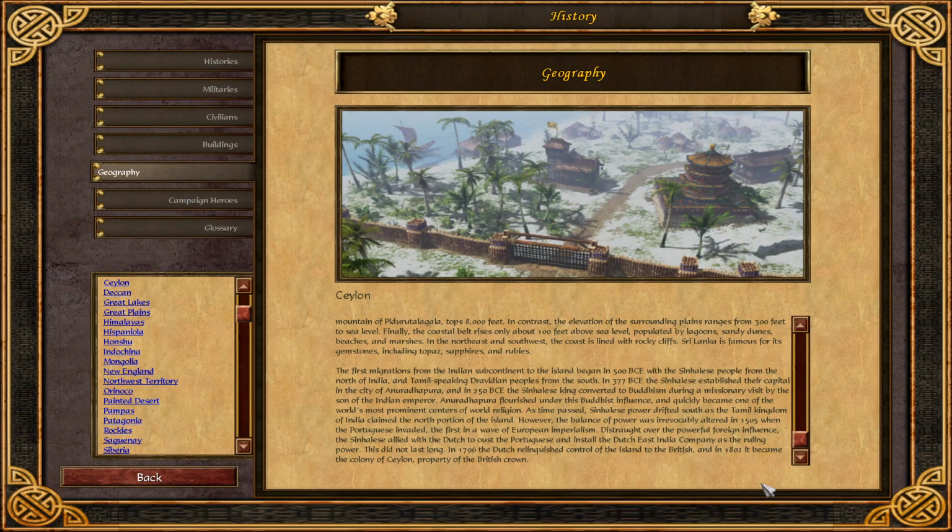As time passed, Sinhalese power drifted south as the Tamil Kingdom of India claimed the north portion of the island. However, the balance of power was irrevocably altered in 1505 when the Portuguese invaded, the first in a wave of European imperialism. Distraught over the powerful foreign influence, the Sinhalese allied with the Dutch to oust the Portuguese and install the Dutch East India Company as ruling power. It did not last long. The Dutch relinquished control of the island to the British, and in 1802 it became the colony of Ceylon, property of the British Crown.